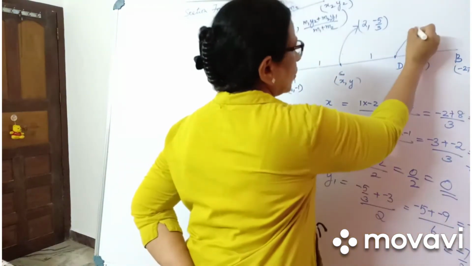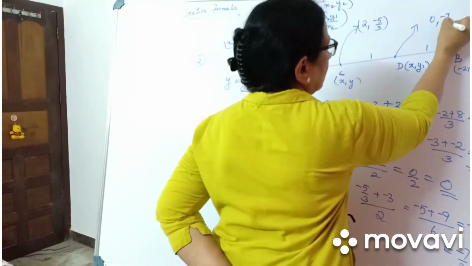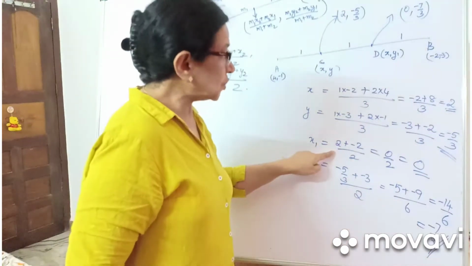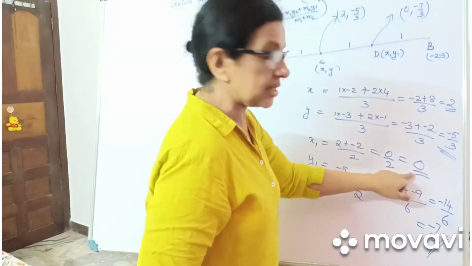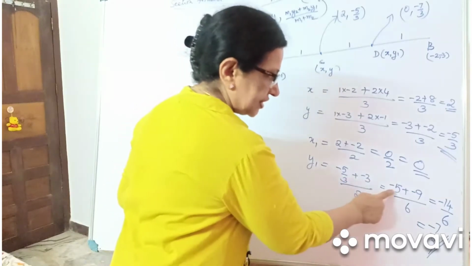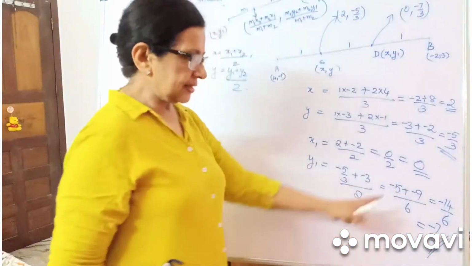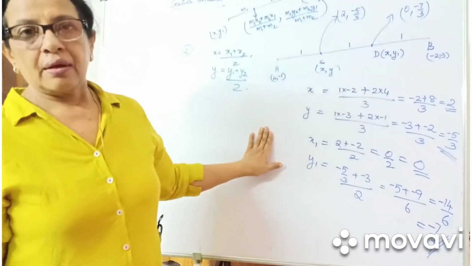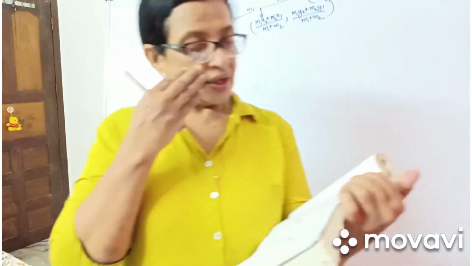So what is this point? Coordinates of this point, it is 0, -7 by 3. x1 is equal to 2 plus -2 by 2, 0. y1 is equal to -5 by 3 plus -3 by 2, which is equal to -5 plus -9 by 6, -14 by 6, when cut it is -7 by 3. So these are your required coordinates. Next question, not very important, but still I will do it.